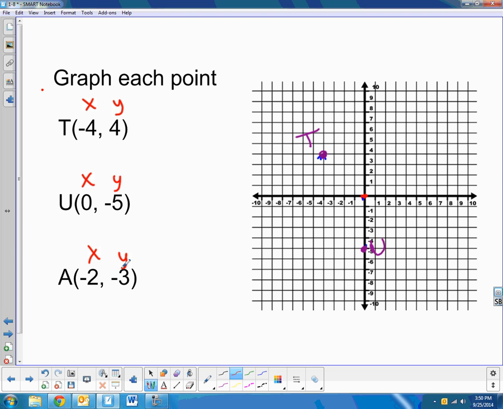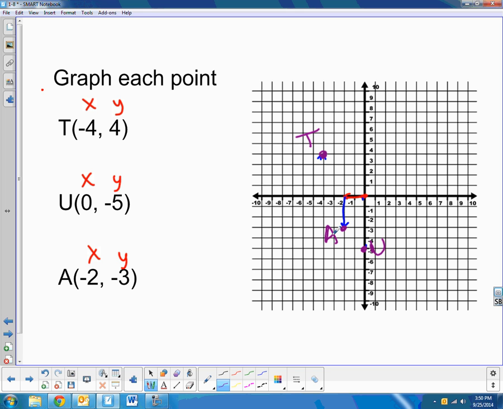All right, so again, for the point A, I'm going to have my x coordinate, my y coordinate, my x coordinate -2, my y coordinate -3. And so if I start at the origin, I originate at the origin. I go x left and right first. I go -2 on the x-axis, and then I go -3 on the y-axis, and now I have my point. And I call that point A.